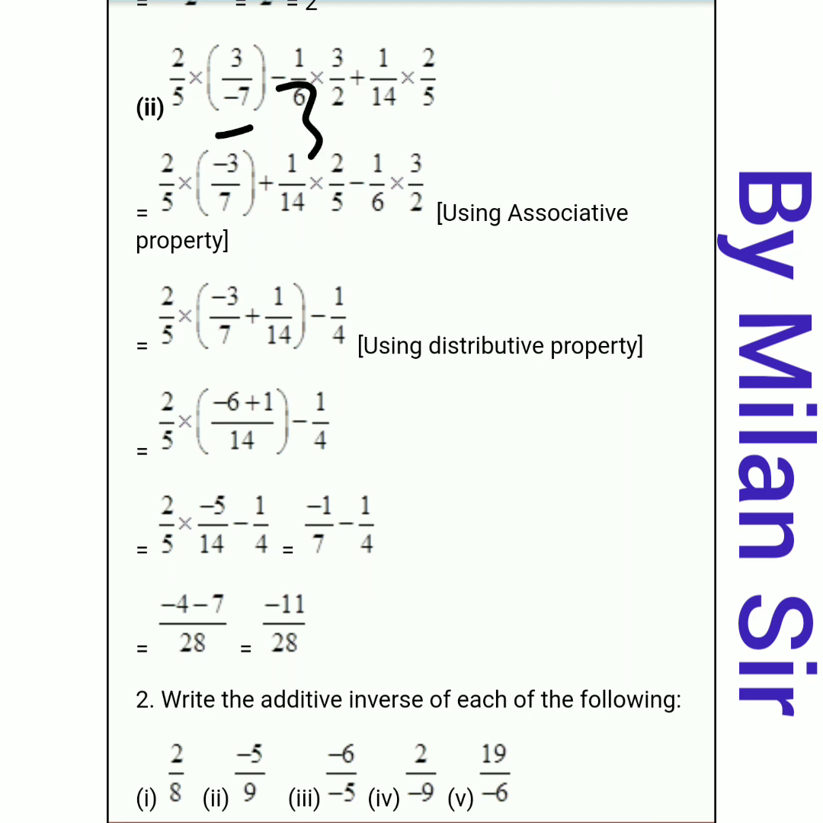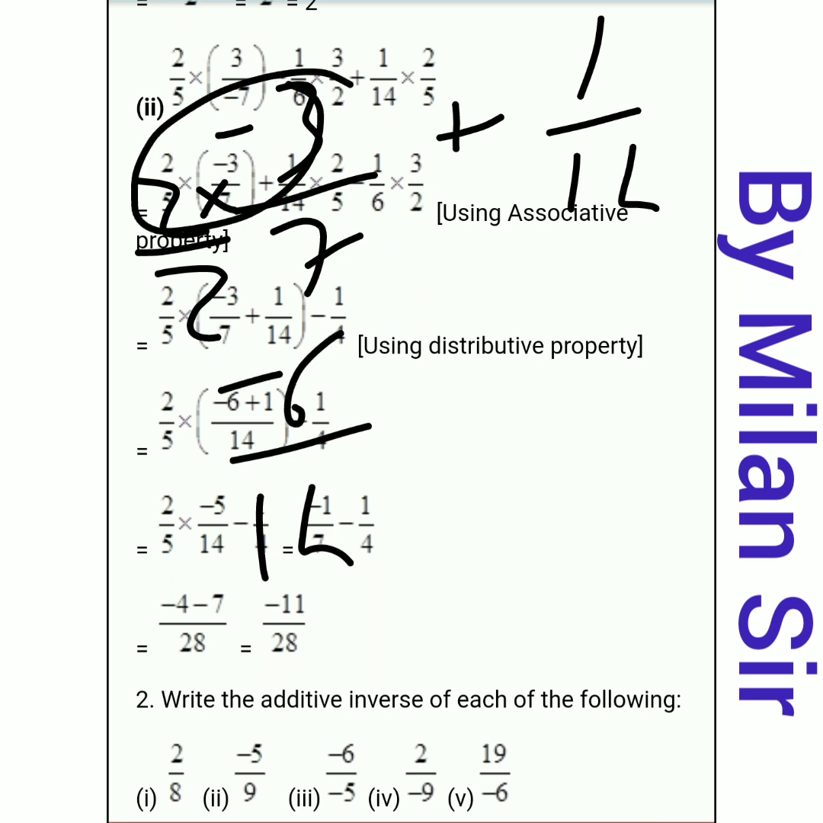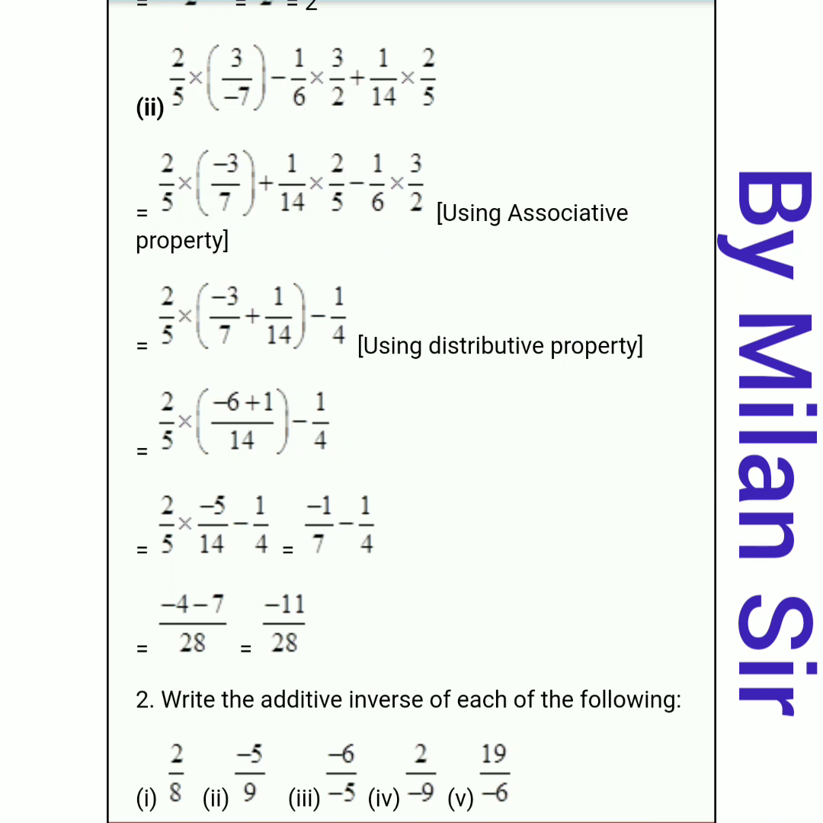Again, minus 3 by 7 plus 1 by 14. Here we need to convert this 7 into 14, so we multiply and divide by 2, right? So here, 14, 3 twos are 6, minus 6 plus 1 upon 14. Then we can write like this, minus 6 plus 1.